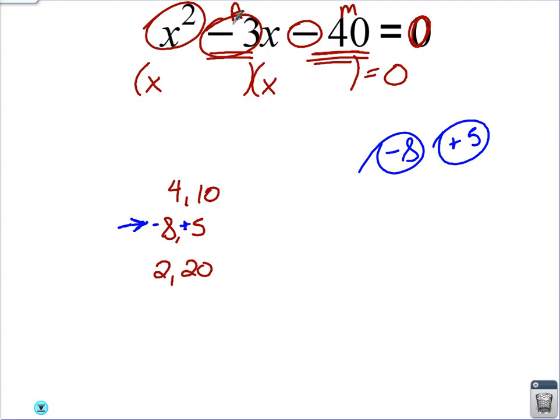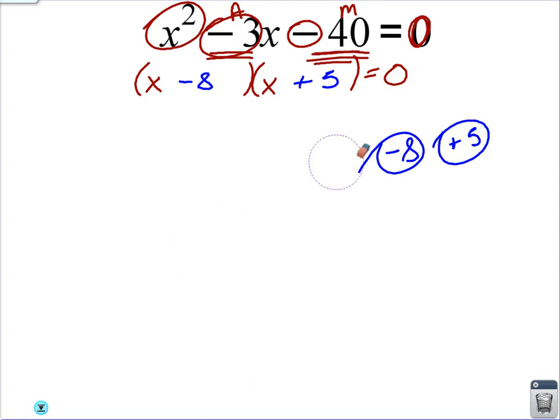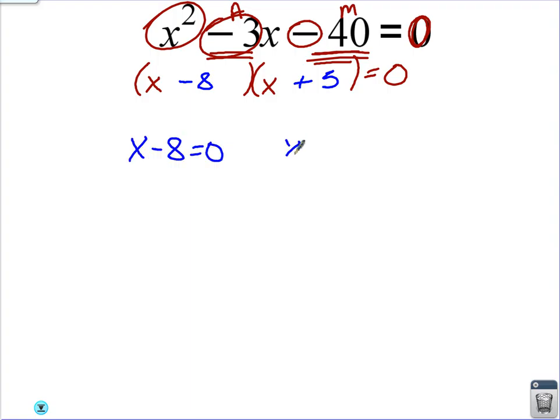Right? Isn't that what we needed? Negative 3. So the two numbers that add to give me negative 3 and multiply to give me negative 40 are negative 8 and positive 5. And JC told us a while ago if two numbers or two values multiply to give you 0, then one of them has to be 0. Solve for x, move 8 over by adding, move 5 over by subtracting.